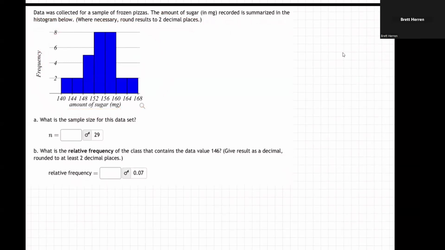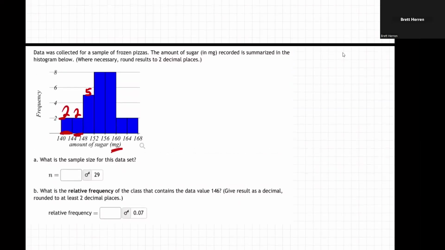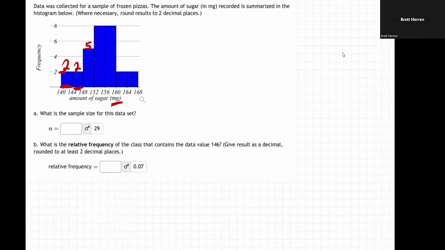So what this means is, see how there's 2, this comes up to a height of 2. 2 pizzas have between 140 and 144 milligrams of sugar. 2 pizzas have between 144 and 148. And what's this one? This one's up at 5, it looks like. 5 pizzas have between 148 and 152 milligrams of sugar. 8 pizzas have between 152 and 156. Another 8 have between 156 and 160 milligrams of sugar. 2 pizzas have between 160 and 164, and 2 more pizzas have between 164 and 168 milligrams of sugar.